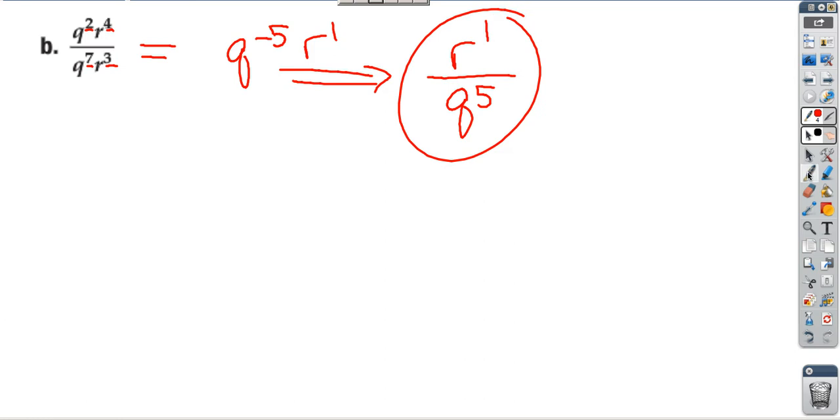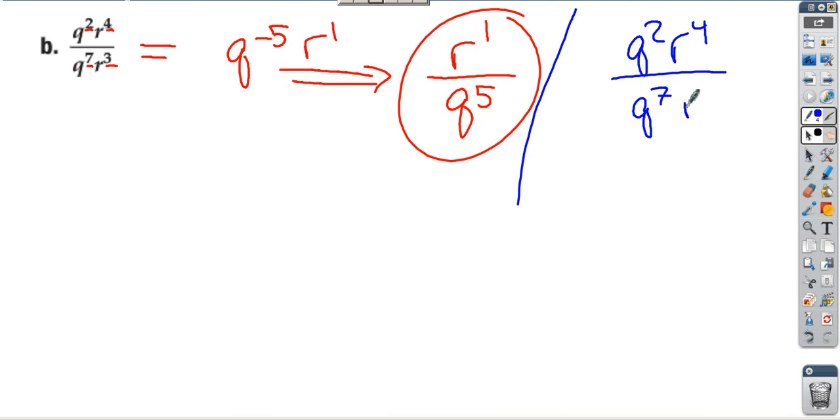Here's another way you could do it. Let me just make a slightly bigger space here. If you had the exact same problem, you could say to yourself, well, I have 3 r's right here on the bottom that I can cancel, and I could cancel out 3 of the 4 r's right there. That would leave me with 1. I have 2 q's on the top that I could cancel, and I have 2 out of these 7 here that I could cancel. Notice we have r to the first over q to the fifth, and that's the same thing we got right there.